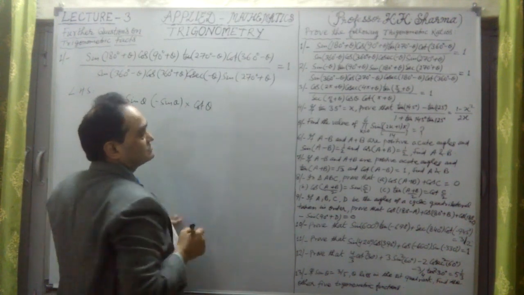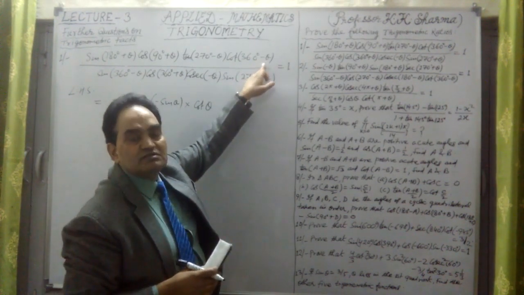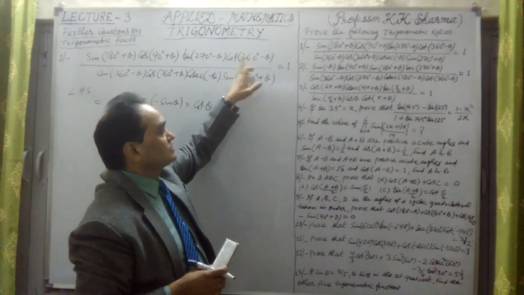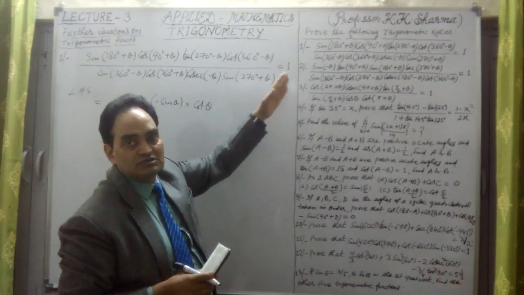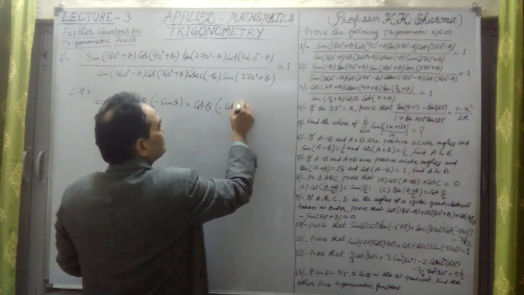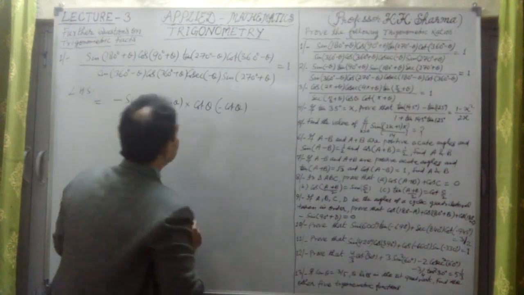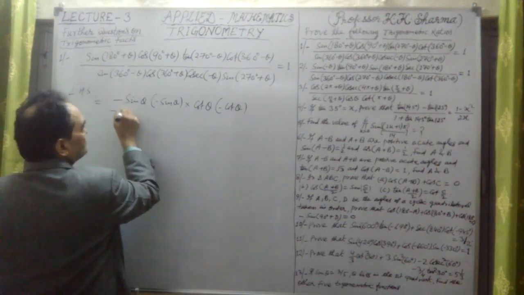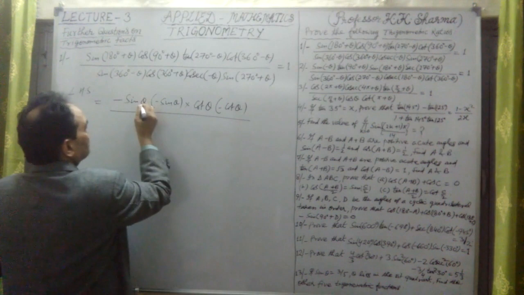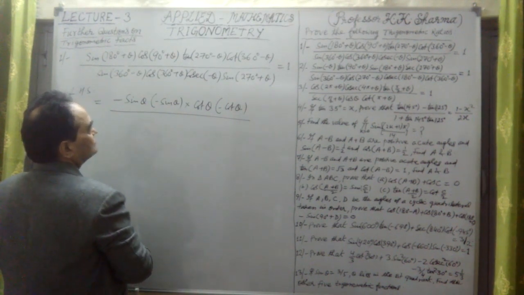Now cot 360 degree minus theta is in the fourth quadrant. This angle lies in the fourth quadrant. In the fourth quadrant, cot is negative, so it is minus cot theta. Cot 360 degree minus theta means minus cot theta. All are in multiplication, but this one is negative, and this is positive. So a negative value is there in the numerator.